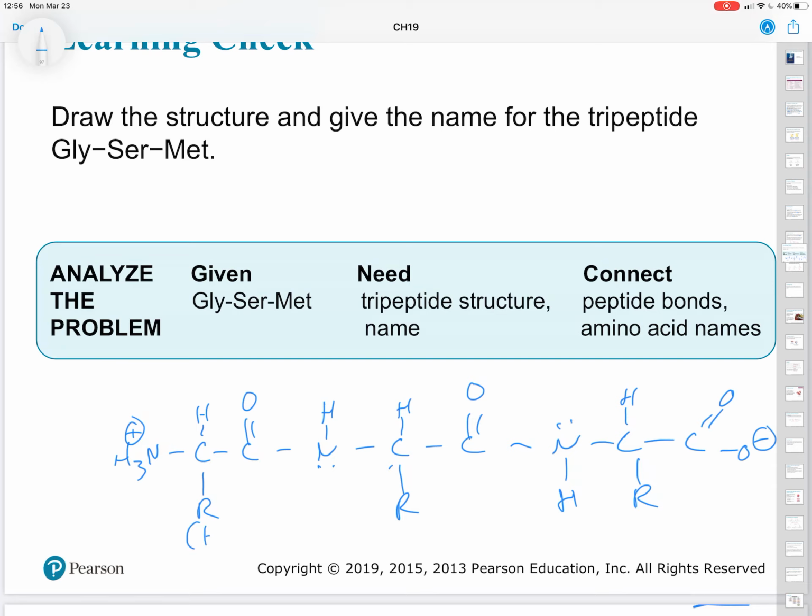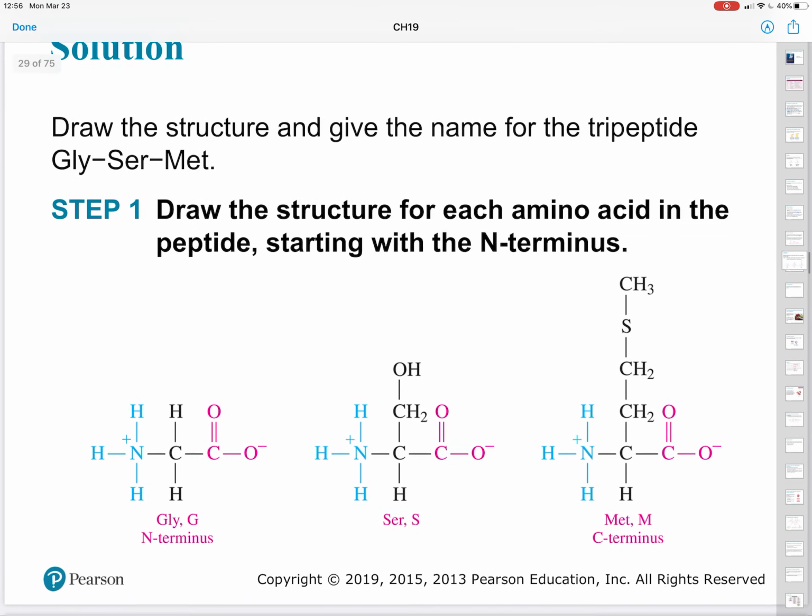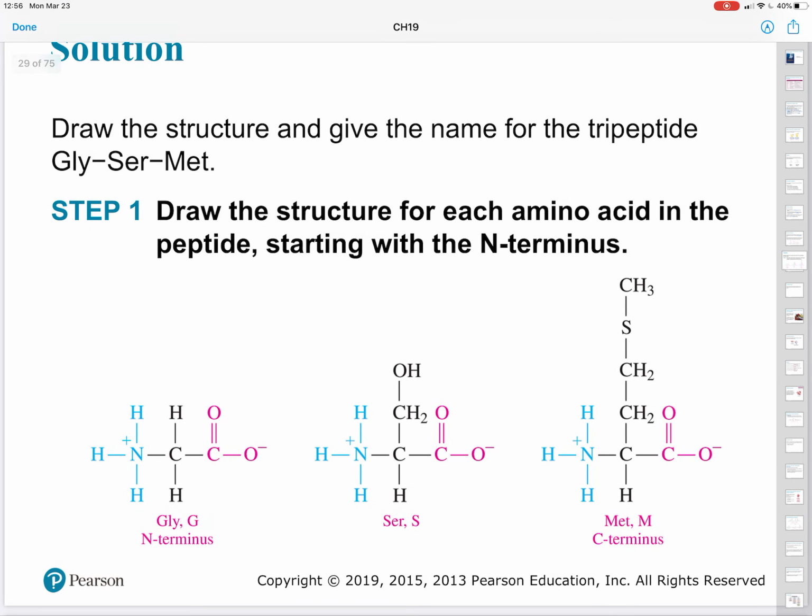Glycine's easy. There's just an H. Serine, we know that one now. CH2OH. And then methionine, I have to check that one. I don't remember. I think it has an SH in it also. Not an SH. An S. It's close. Okay. Excuse me.